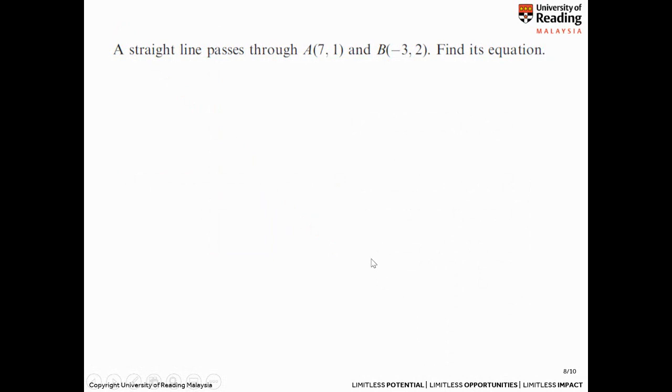Now, let's look at another question. This time, you're asked to find the equation of straight line that passing through the two given points. So we need to find the gradient first. So gradient is m. So we use y1 minus y2, so that is 1 minus 2 over x1, which is 7 minus x2. So work out carefully. 1 minus 2, you get negative 1. 7 minus 3, you get 10.